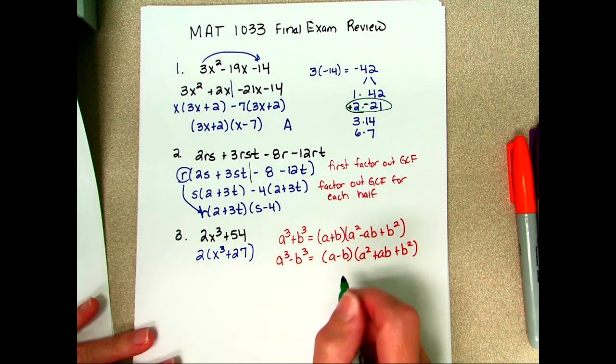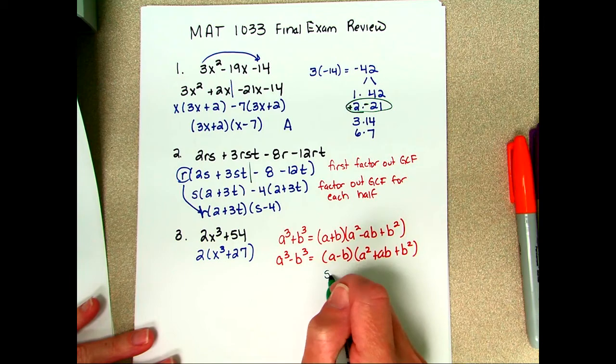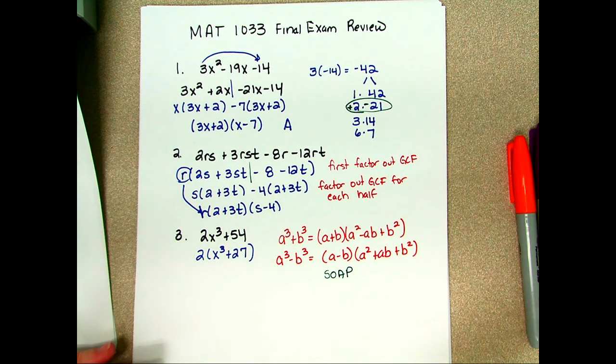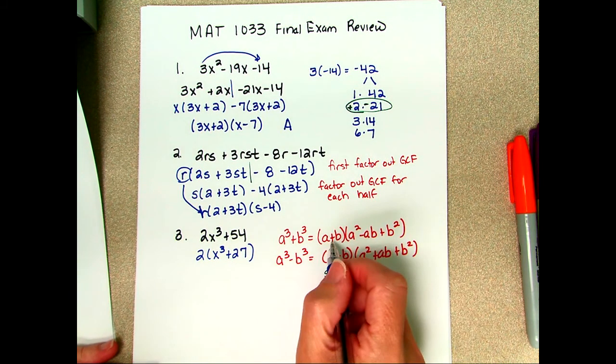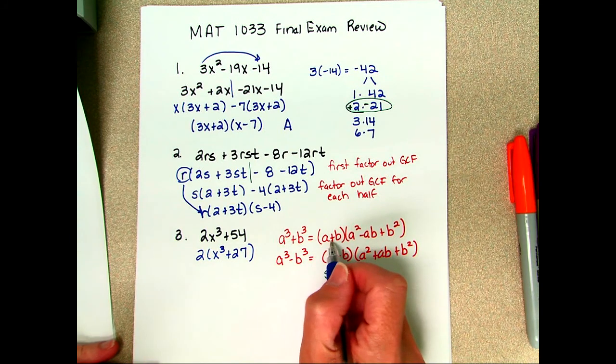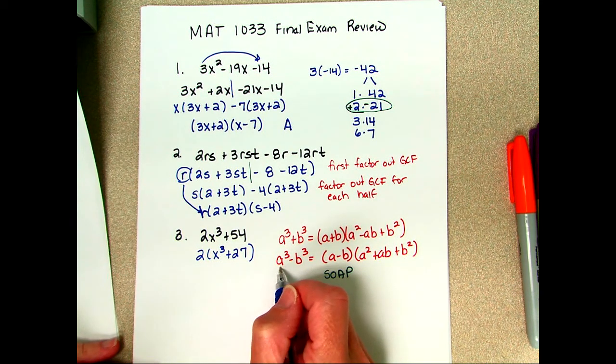To remember our signs, we think of the acronym SOAP. S is the same. So our first sign is always the same. If it's a cubed plus b cubed, it's going to be a plus b. A cubed minus b cubed, it's going to be a minus b.